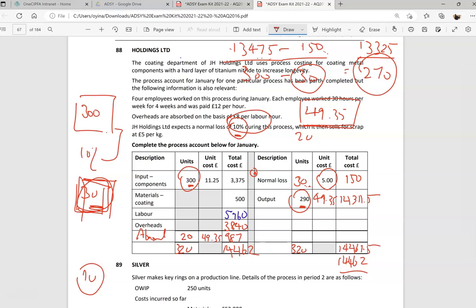There is no real gain. It's just the fact that your expected loss of 10% is too high. In essence, if you only lost 10 items out of 300, then technically your normal loss next time when you're prepping should be about 3%. Okay, cool, great stuff.